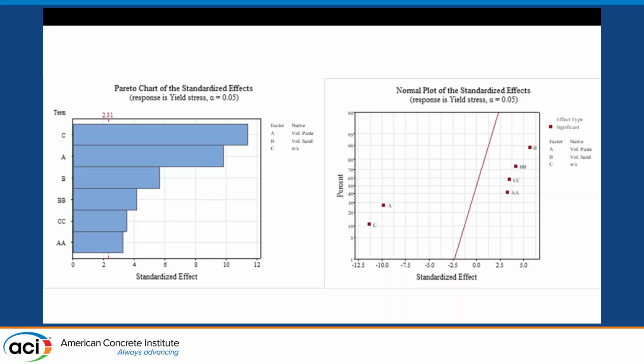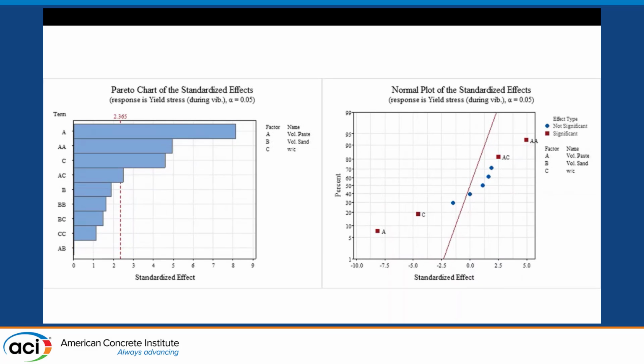So C here stands for water cement ratio. Water cement ratio has the greatest effect on your yield stress based off this model. And on the right, I have a normal plot. It tells you if this effect is positive or negative. So C has a negative correlation. So you reduce water cement ratio, your yield stress goes up. But that does have the highest statistical influence on your rheological property. The second highest was A, that is volume of paste. So volume of paste has an indirect relationship with your yield stress, right? You reduce volume of paste, meaning you increase your volume of aggregates, your yield stress goes up.